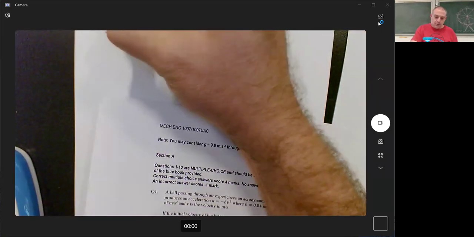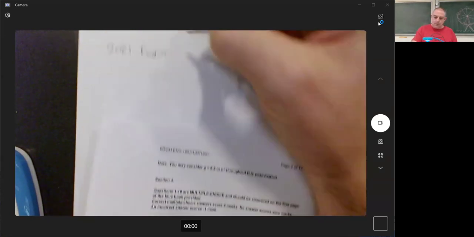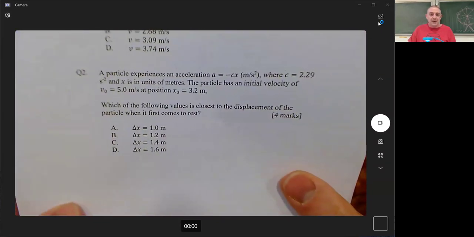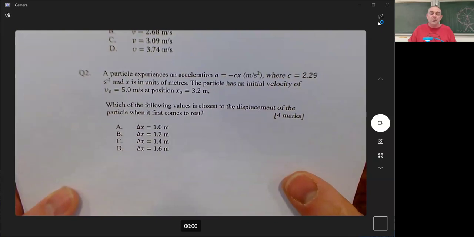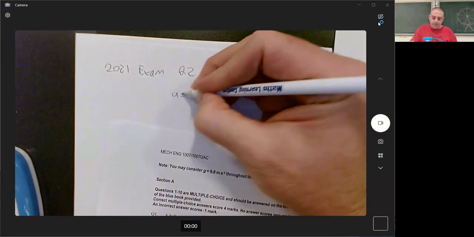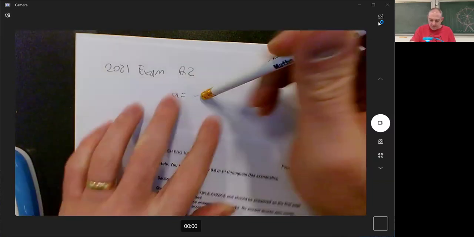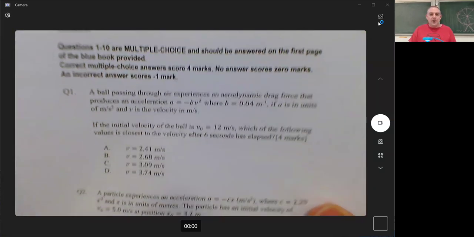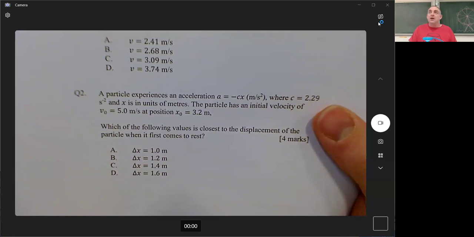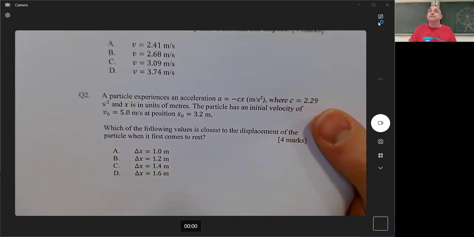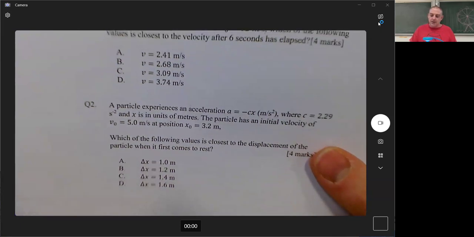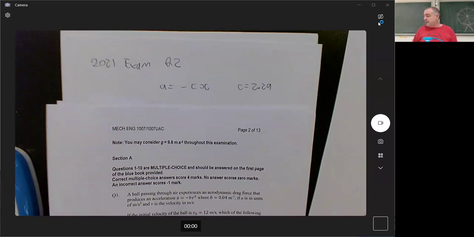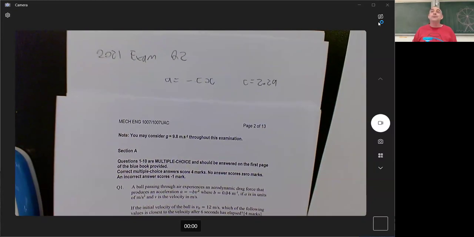So this is 2021 exam question 2. Particle experiences an acceleration of a is minus cx. Okay, so before I even continue, the acceleration is now a function of the position. And then they've done the C again. They've done the classic where they give it in variables. It seems to me that it's probably easier to just leave it as a letter all the way along and sub it in at the end.